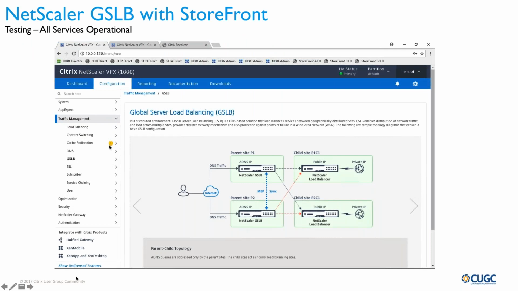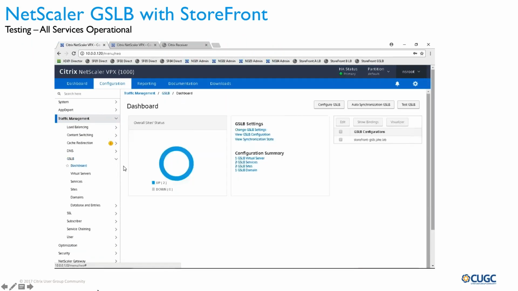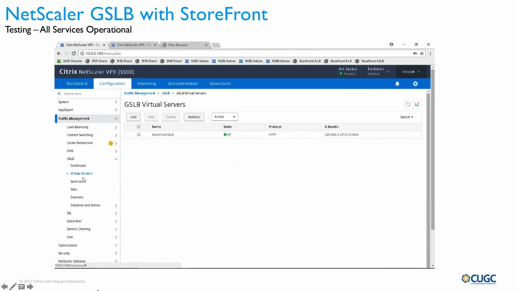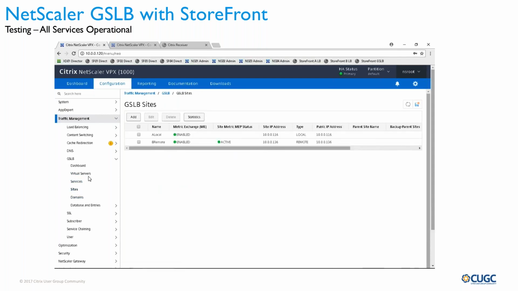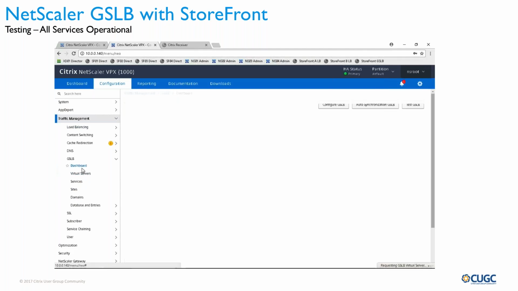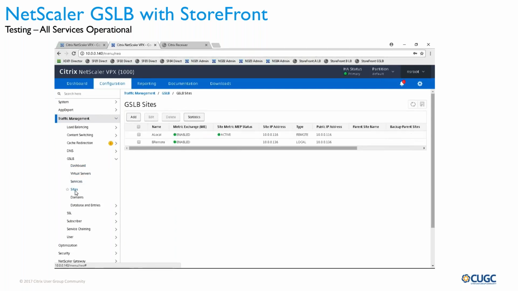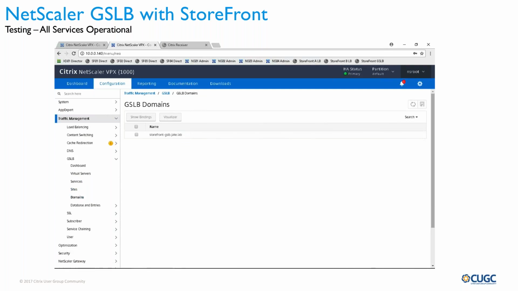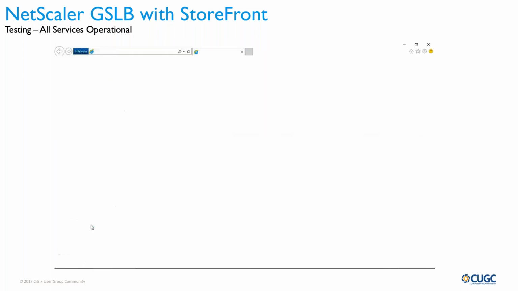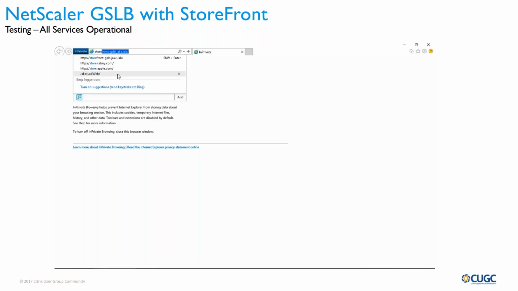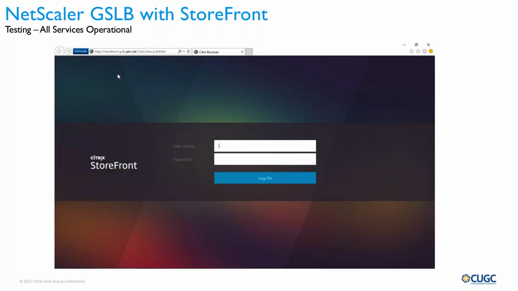So, operation with all services. Just to show you, all of our sites are up. Everything's nice and green, that's what we like to see. And it's the same on the NetScalers in the secondary site. Cool, so just open up a new private window. Now if we go to that URL, you can see we get a StoreFront page. So that's pretty self-explanatory. Everything works as we'd expect.